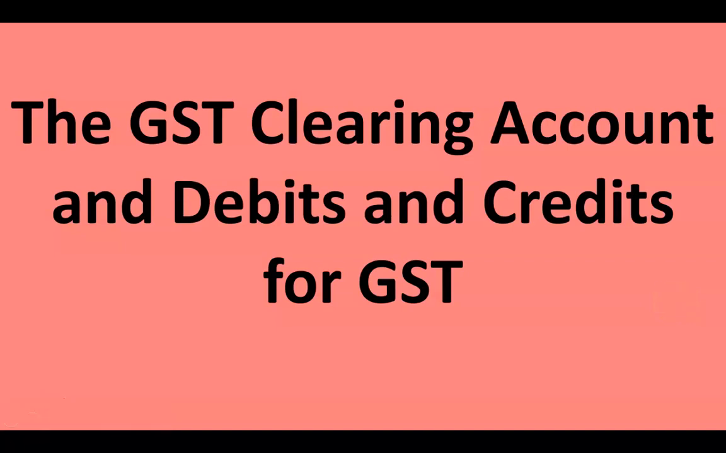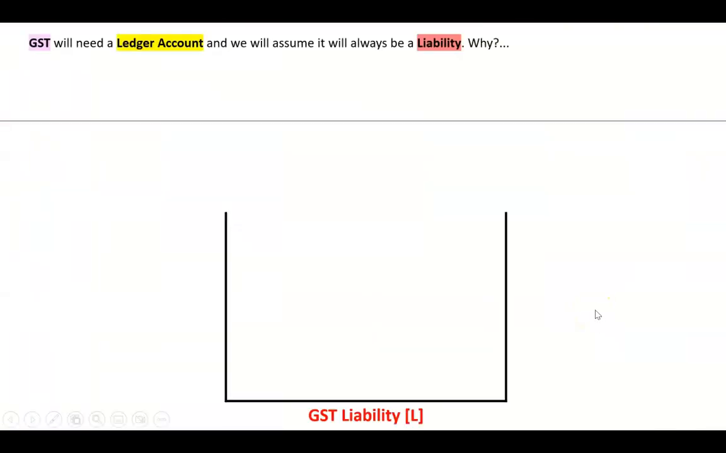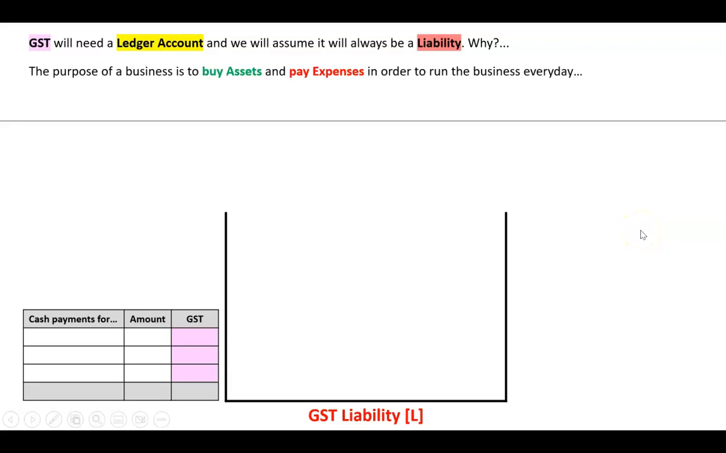Now that we understand what GST is and kind of how it works, we need to look at how we process all the debits and credits for it in the ledgers. So GST is going to need a ledger account, and we are going to assume it will always be a liability. Why? Well, that's because the purpose of a business is to buy assets and pay expenses in order to run the business every day.